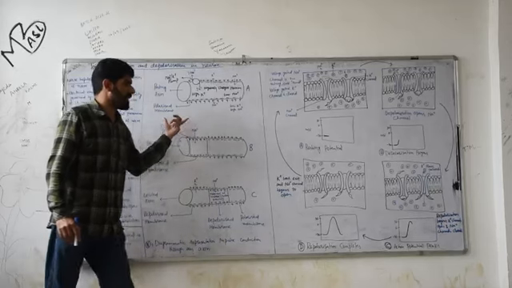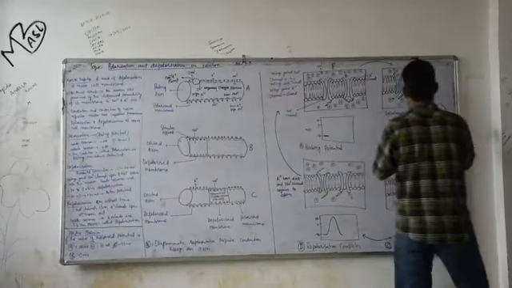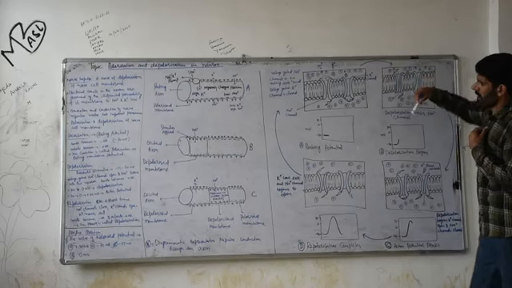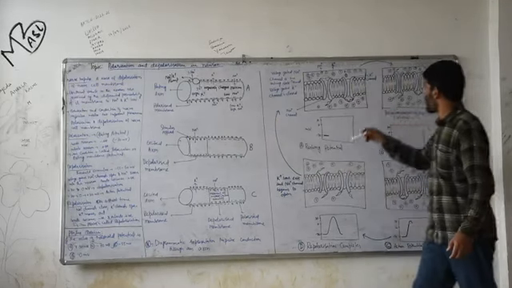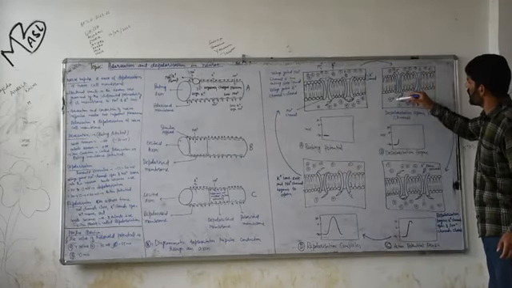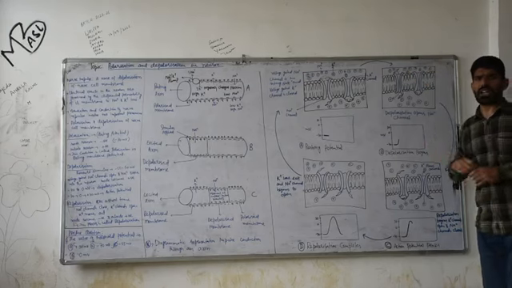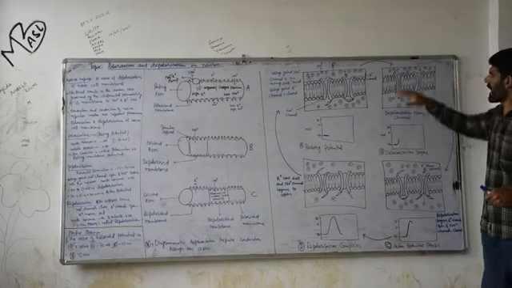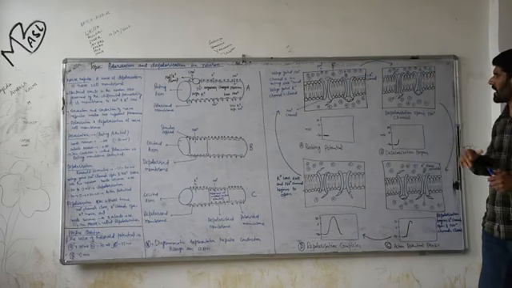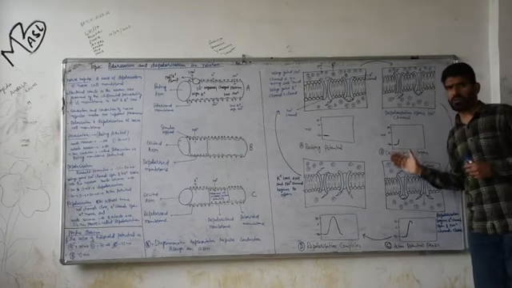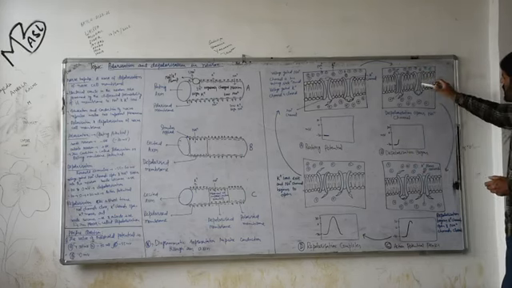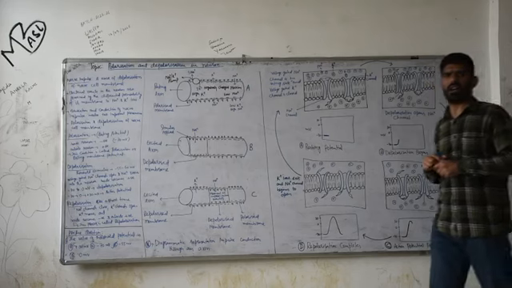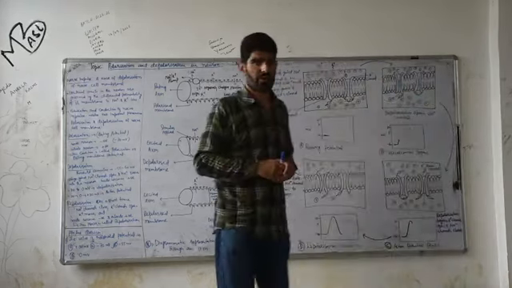The sodium channels open. Look here. When this threshold stimulus is applied, sodium channels open and sodium rushes from outside to inside, from the higher concentration to low concentration, that is down the concentration gradient, and positive charge moves inside. But you see here, the potassium channels remain closed.